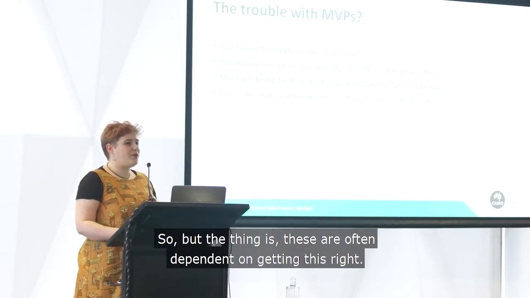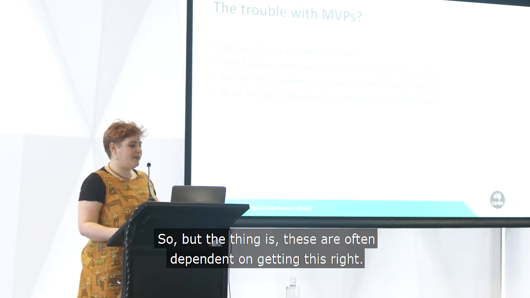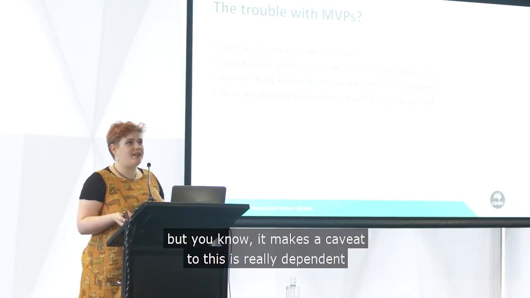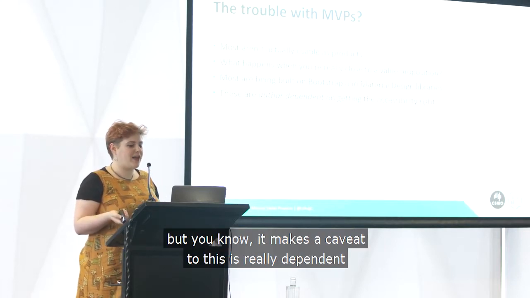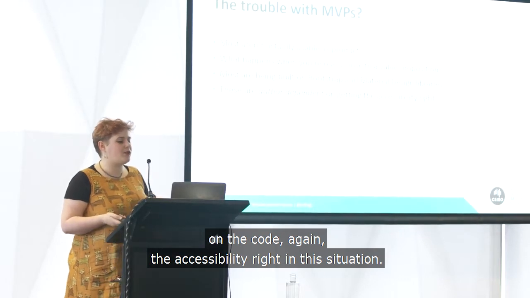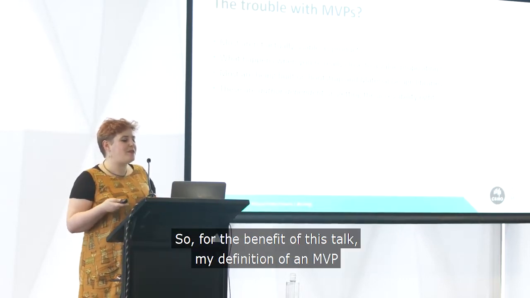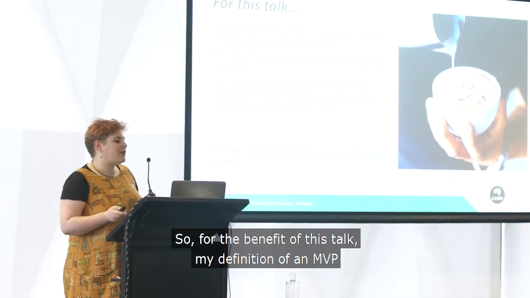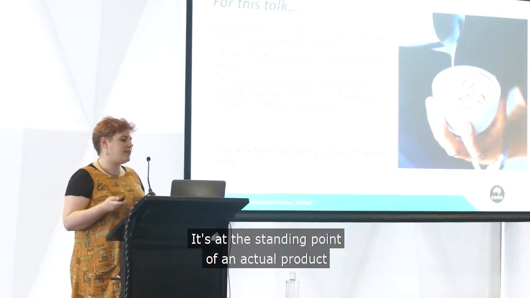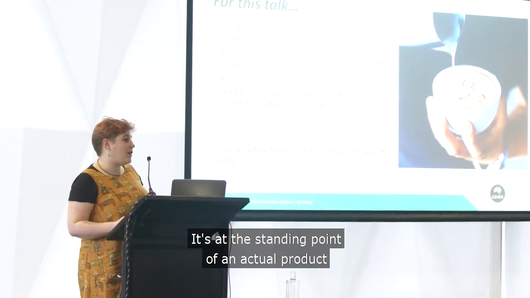But the thing is, these are author dependent on getting this right. So Bootstrap says that it's accessible, but it makes that caveat too, that this is really dependent on the coder getting the accessibility right in the situation. So for the benefit of this talk, my definition of an MVP is one that's actually going out to a target customer. It's the starting point of an actual product that will be built on.